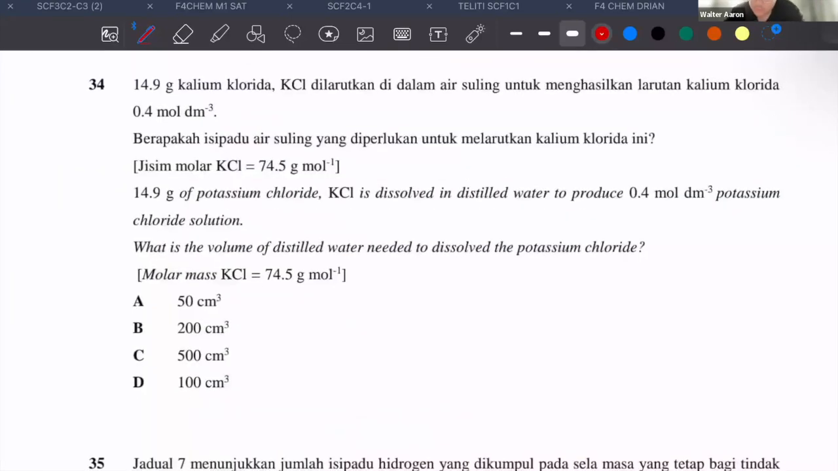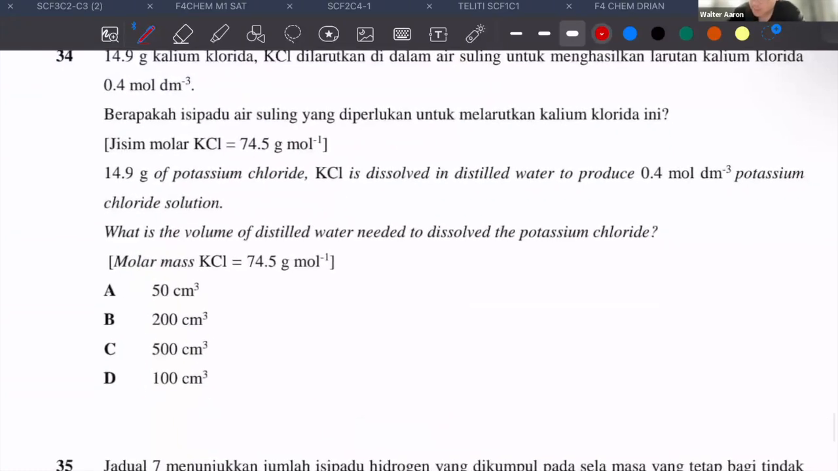34. 14.9 grams of potassium chloride is dissolved in distilled water to produce 0.4 mole per dm cube of potassium chloride solution. What's the volume of distilled water needed to dissolve the potassium chloride? Okay, so right now we need to check and see. In this case, the core formula over here is molarity is equivalent to number of moles of the substance divided by the volume in decimeter cube.